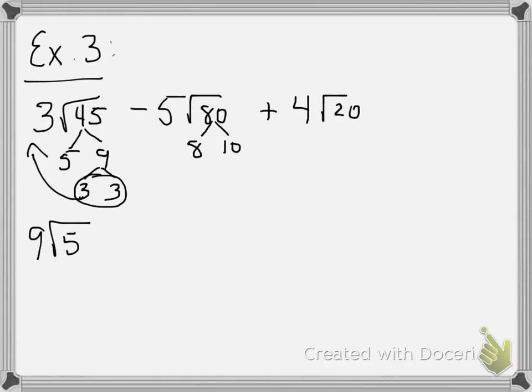So we'll look at 80. 8 times 10, 8 is 2 times 4, 10 is 2 times 5, and then the 4 we can break down to be 2 times 2. Alright, so we're doing square roots, so we'll look for pairs. We got a pair of 2s, another pair of 2s.